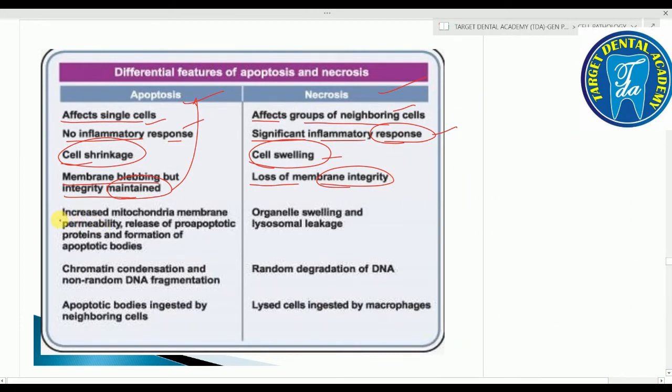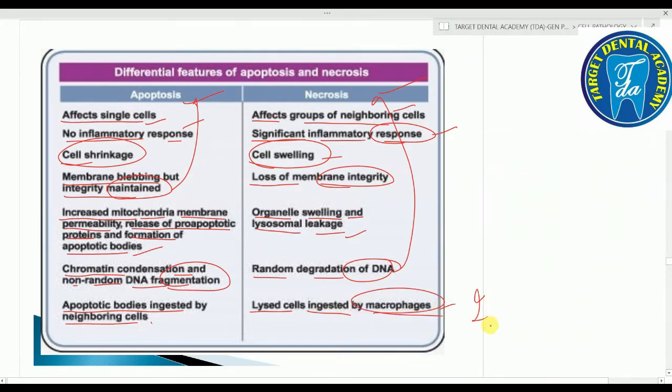There is increased mitochondrial membrane permeability, which leads to the release of pro-apoptotic proteins and formation of apoptotic bodies in apoptosis, while there is organelle swelling and lysosomal leakage seen in necrosis. There is chromatin condensation and non-random DNA fragmentation seen in apoptosis, while there is random degradation of DNA seen in necrosis. The apoptotic bodies are ingested by the neighboring cells in apoptosis, while in necrosis these are lysed cells, which are ingested by the macrophages. Important.